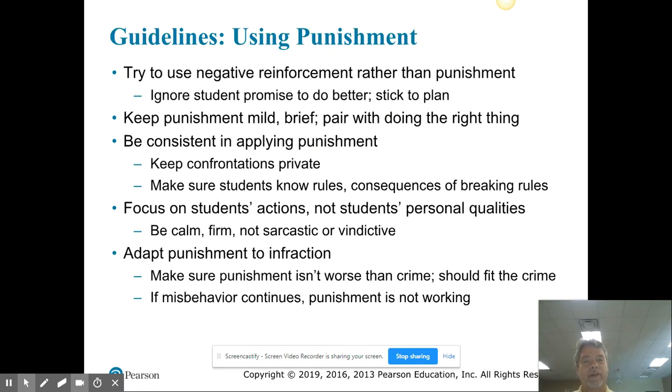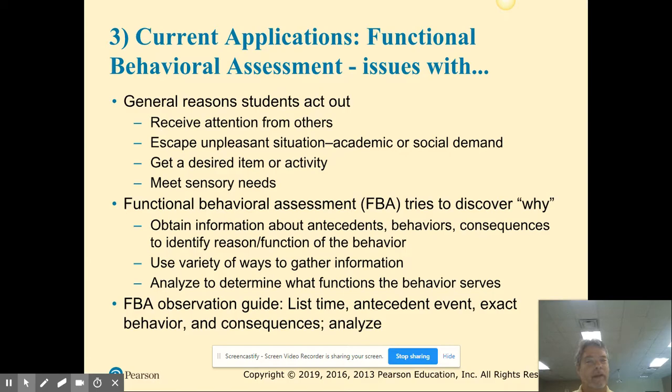And I'm going through this a little quicker because I wanted to make sure the video was shorter so that we focus on that writing activity. The third one is a current application on functional behavior assessment, right? So the general reasons students act out. I want you to consider this as you did your observations. Reflect upon why they were doing this.